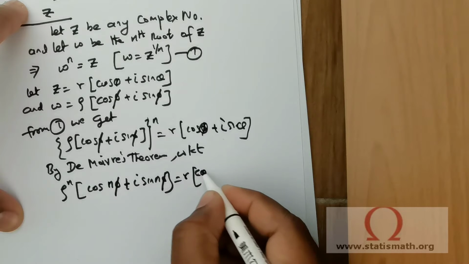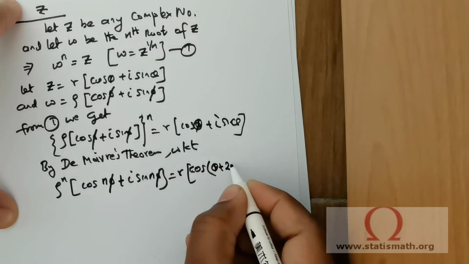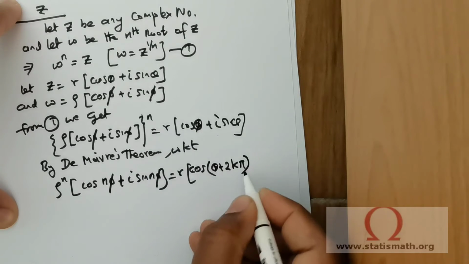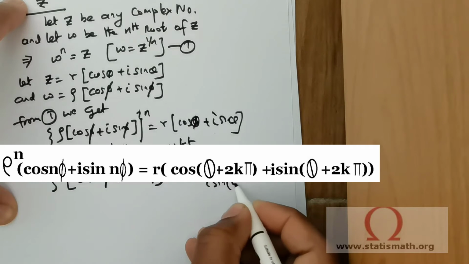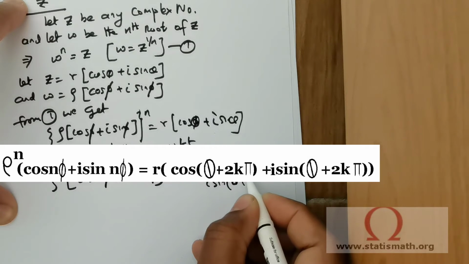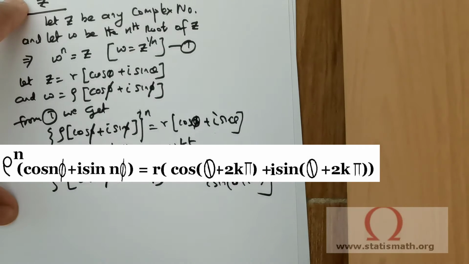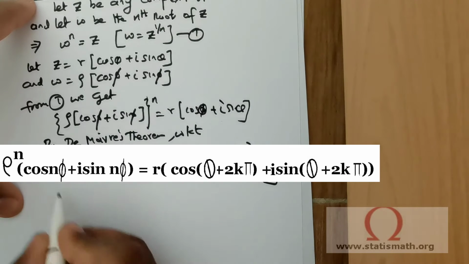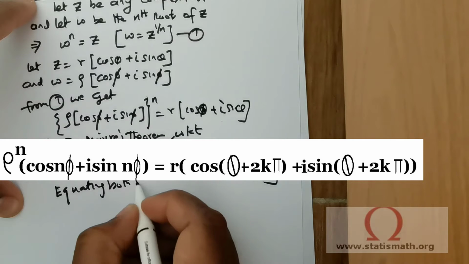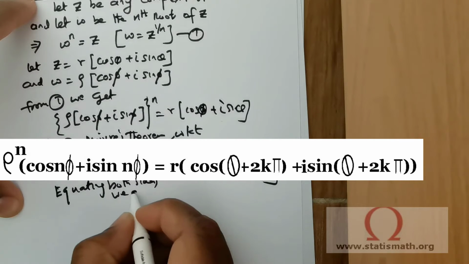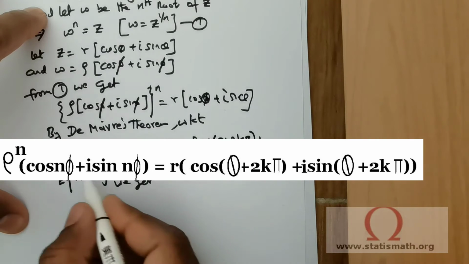Now this can be written as cos of theta plus 2k pi plus i times sine of theta plus 2k pi. This is the form we need, and it will generate all complex numbers. Now equating both sides, first we would equate the magnitude.